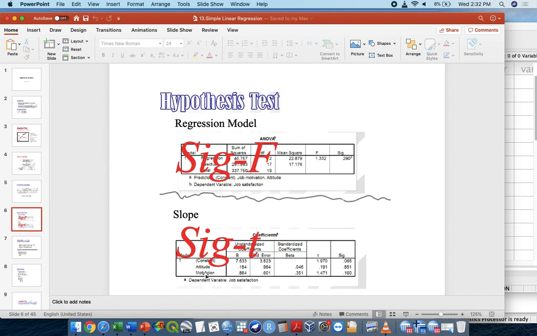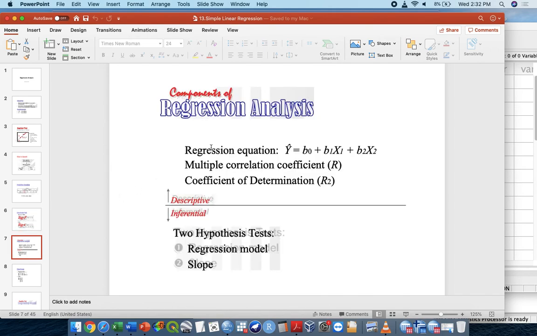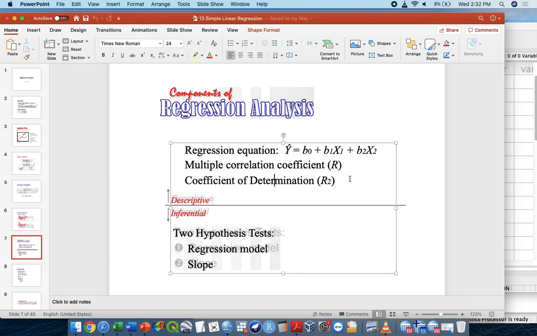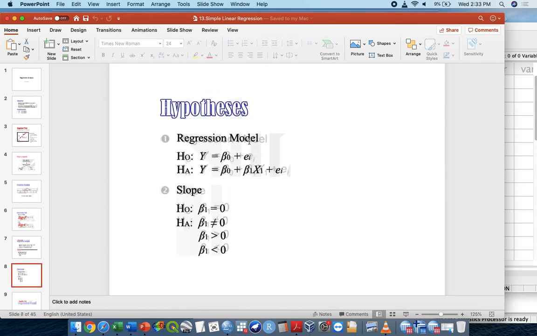Attitude and also motivation. After that, we have the regression analysis, where you get the multiple correlation coefficient and the coefficient of determination. Coefficient of determination is also known as R square. It tells you how much variance explains your Y based on the X. Okay. This is the hypothesis for the regression model, whether the model is fit or not.